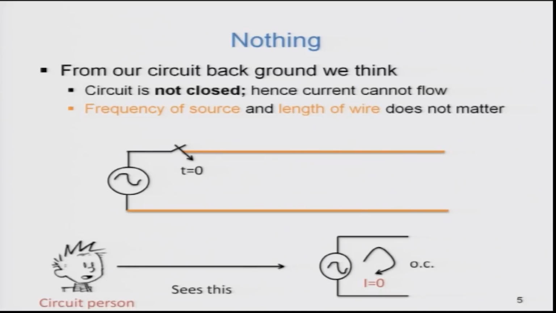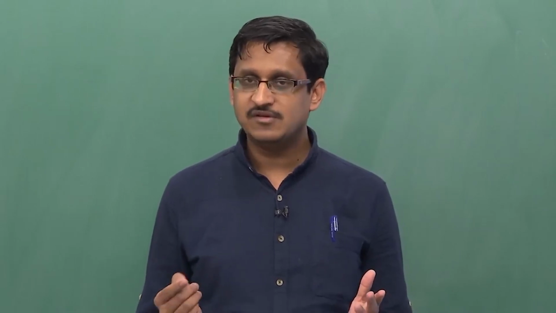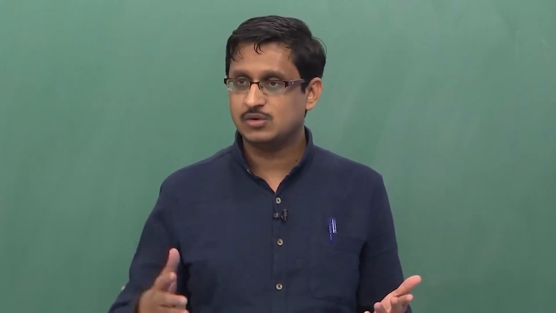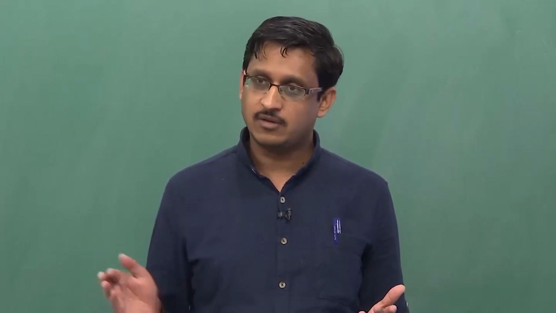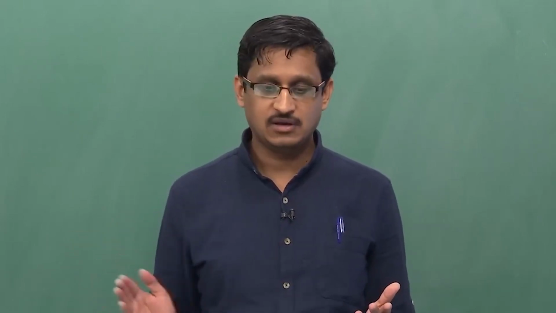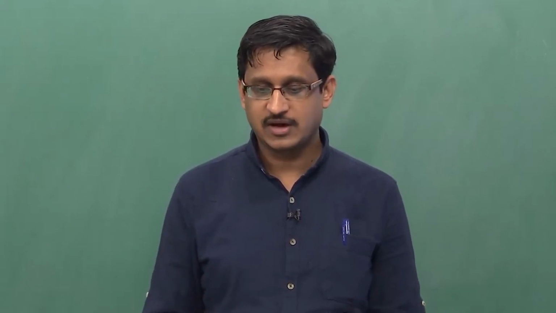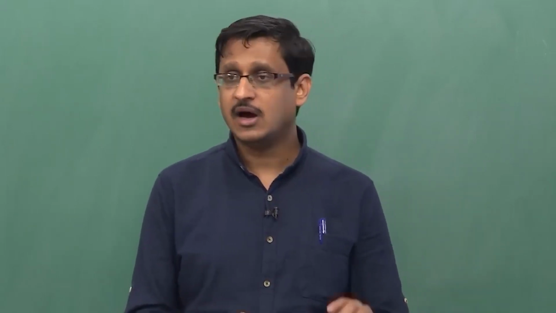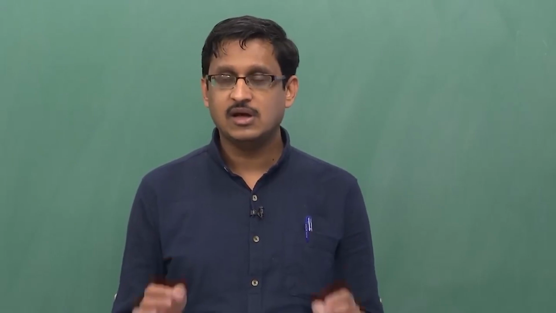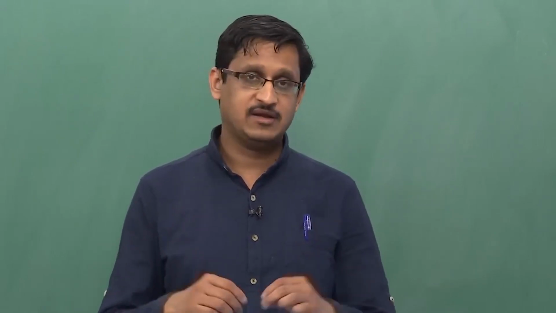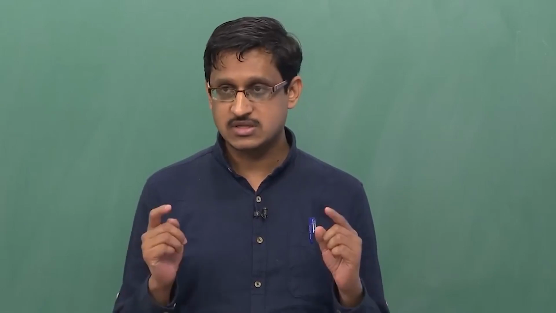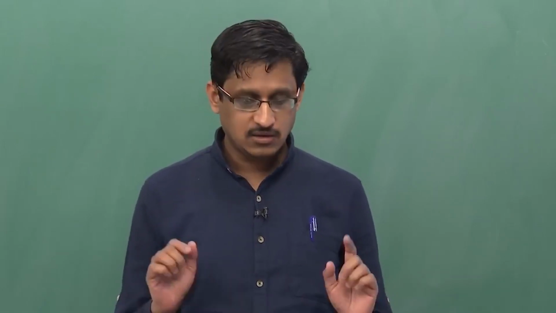Okay. First, those of you who would think that nothing should happen, you might be thinking about a circuit, and you might know that in a circuit, for the current to flow, you must establish a complete path. Since in this circuit that I have shown, there is no connection of the top wire to the bottom wire, right, the path is incomplete and the circuit is not closed, hence current cannot flow. And you would also say, I do not care what the frequency of the source is, what the length of the wire is, or even what the shape of the wire is, because the circuit is not closed, there will not be any current.